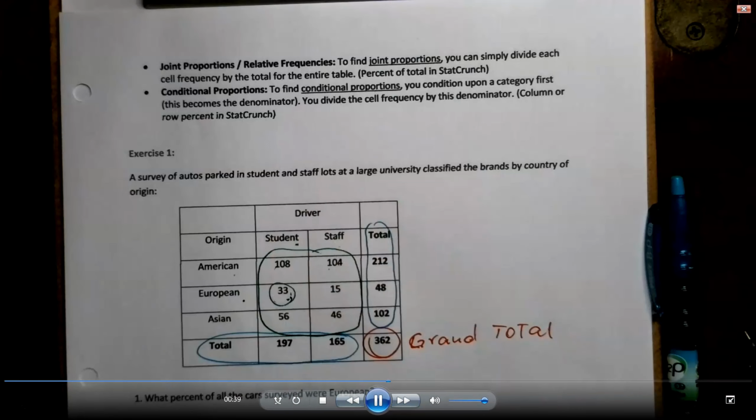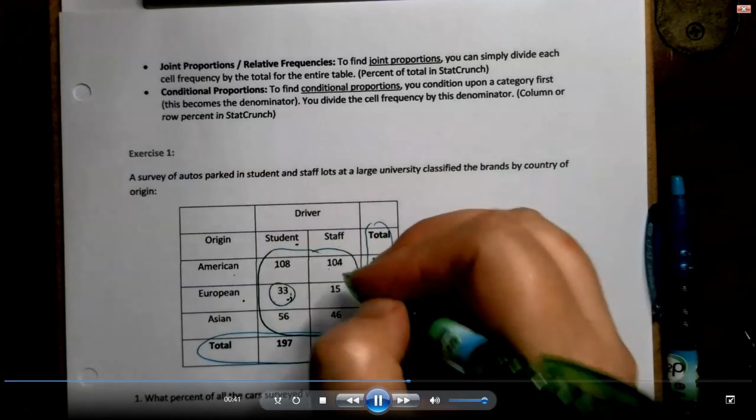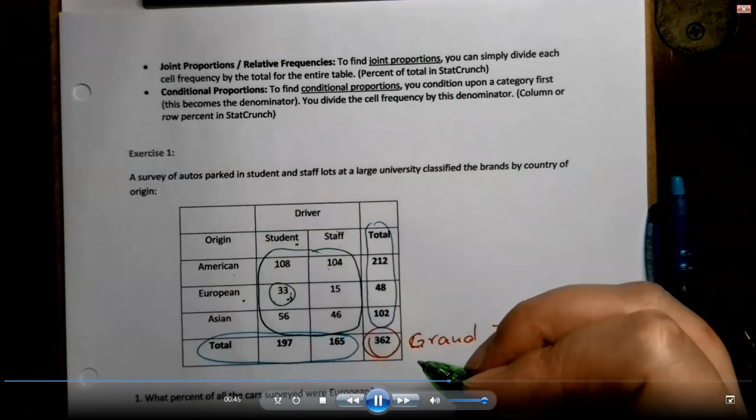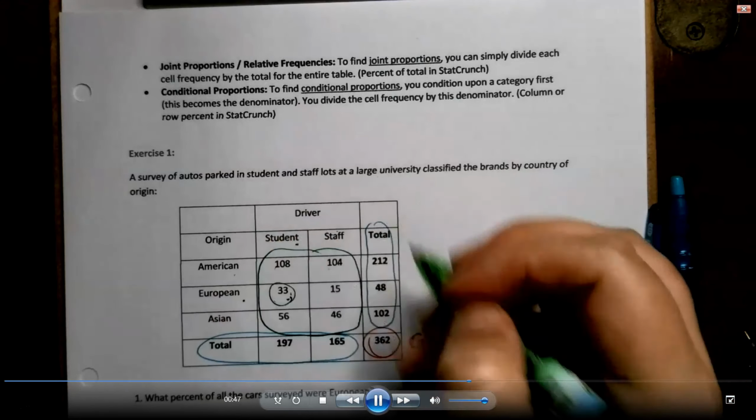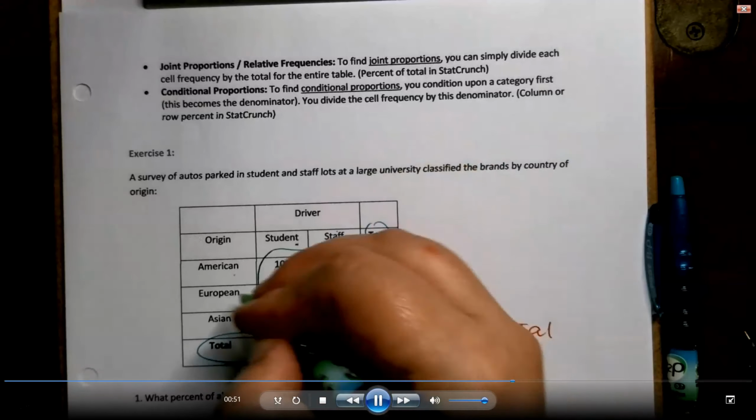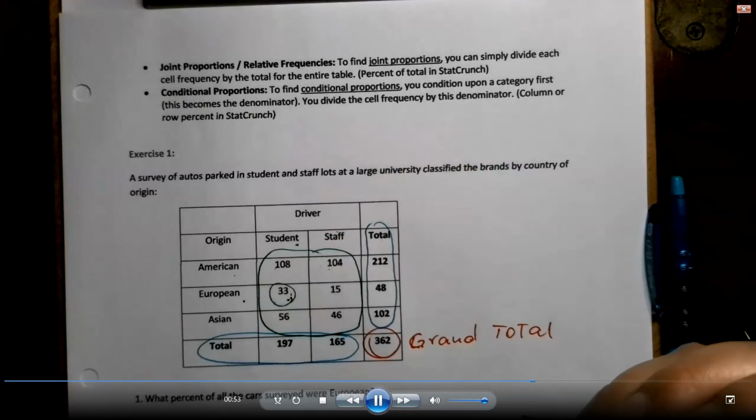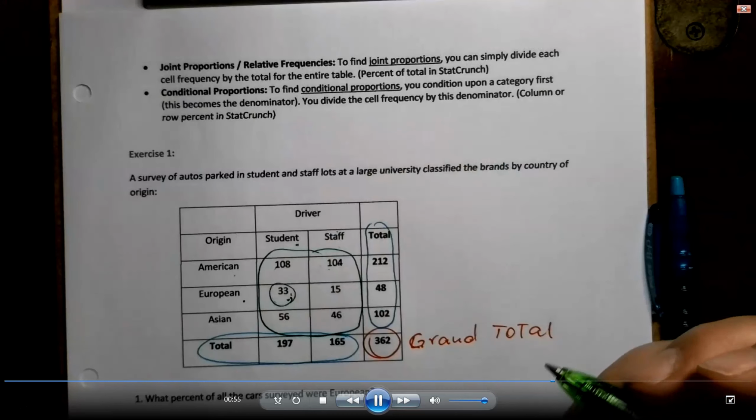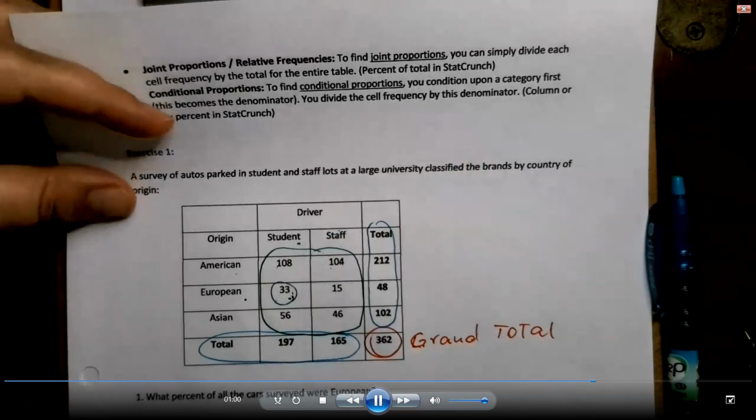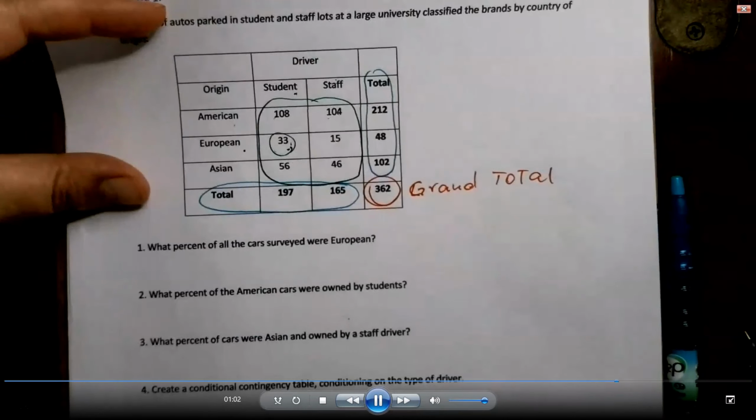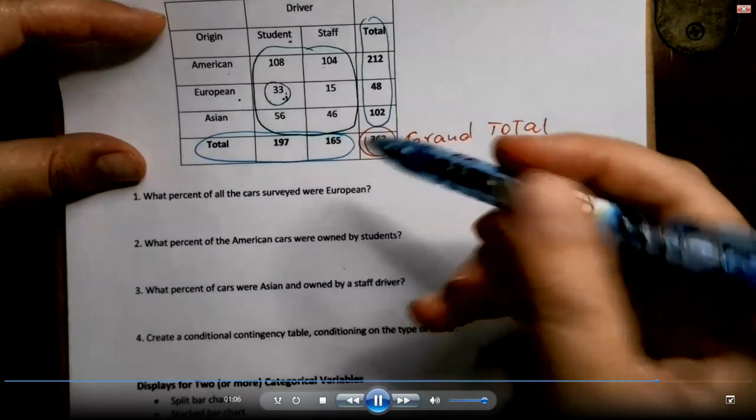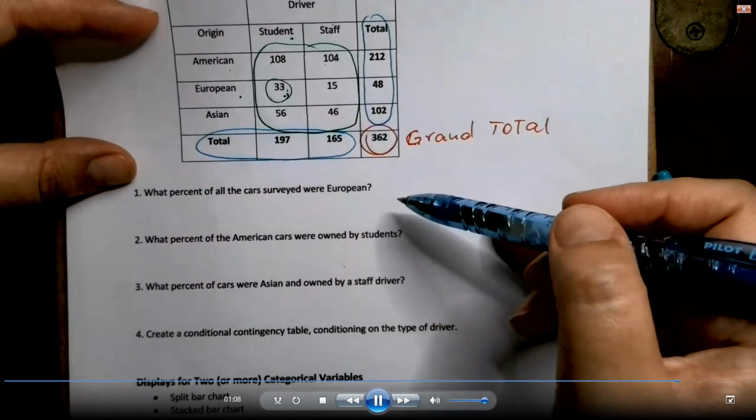So these are the joint frequencies. This is staff and a person who drives an American car. This 15, for example, represents both a staff member and a person who drives a European car, and so forth. So I hope you understand that. Let me know if you have any questions in the comments or during the class.